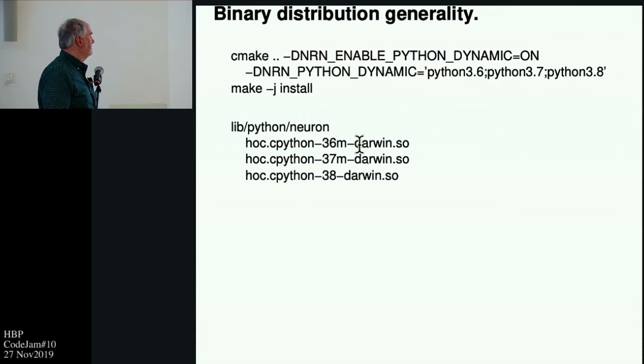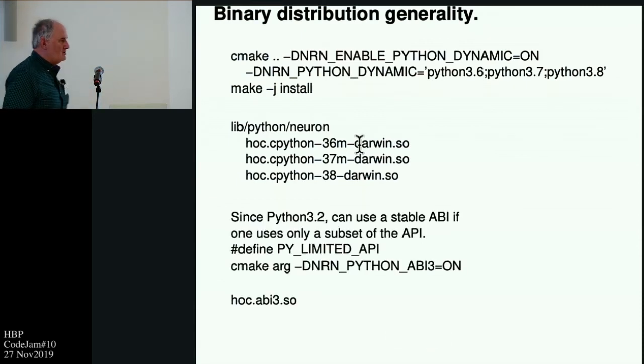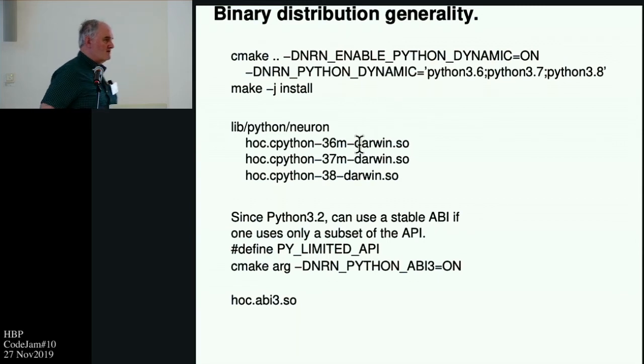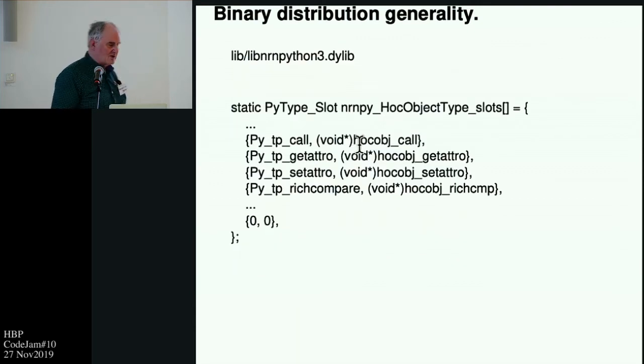But another way of doing something similar is that since Python 3.2, there's been something called a stable application binary interface that requires, if one only uses a subset of the C API through the defined Py_LIMITED_API, then you can build a single shared object in your extension module, which works for all Pythons greater than 3.2. So there's a good deal of flexibility there, as this is agnostic with respect to the version of Python that's being used. And in this case, to invoke this, we use the argument to CMake which turns on that application binary interface.